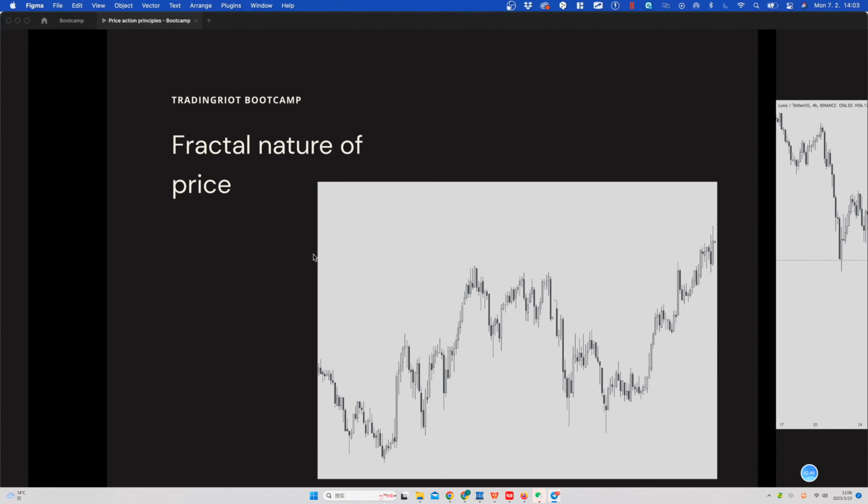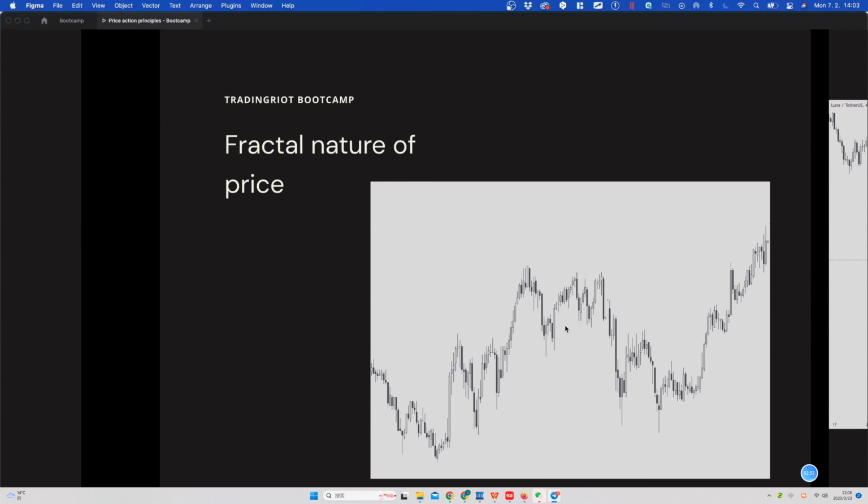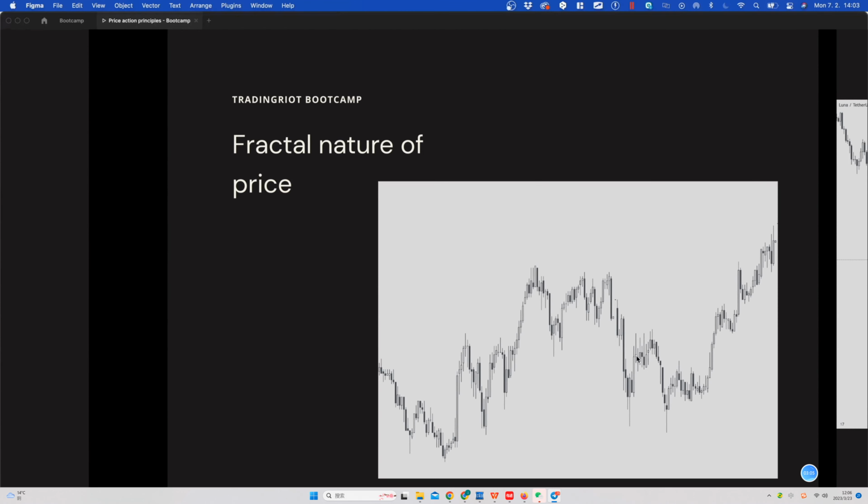The fractal nature of price. If you take a look at this chart right here, you won't be able to tell which time frame this is, and this is actually quite an interesting thing. If you are curious, these are the Nikkei futures on a 5-minute chart. Some of you might have noticed these gaps, which show that the market was closed for a bit.